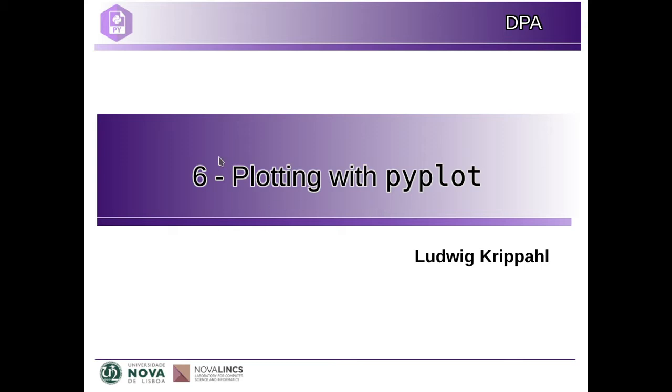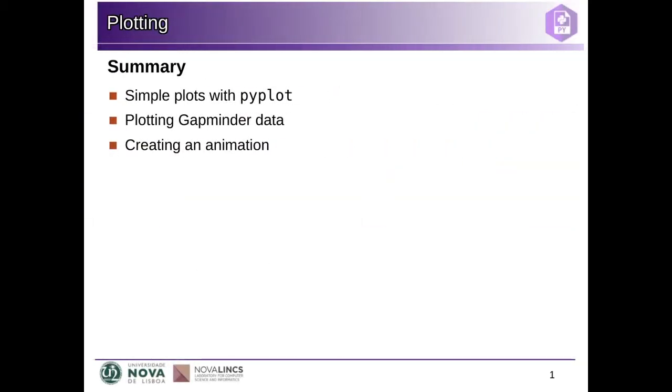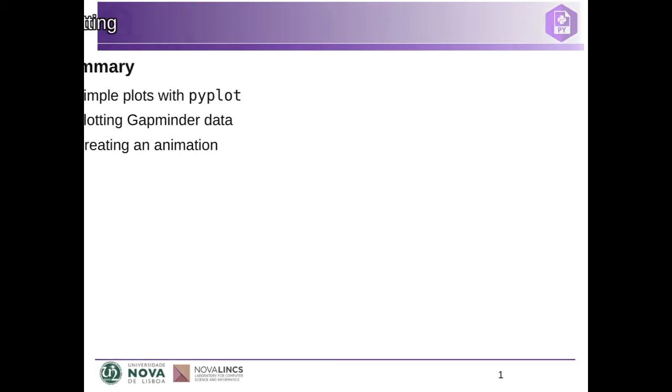Okay, so now we're going to see how we can visualize data using the pyplot module in the matplotlib library. We're going to start by looking just at some simple plots, how to use this module, and then we're going to apply that to the data we've been using in the previous lecture and create an animation. Basically, we're going to write code to create the different frames in our animation, and then we can just create an MP4 file with all the different frames.